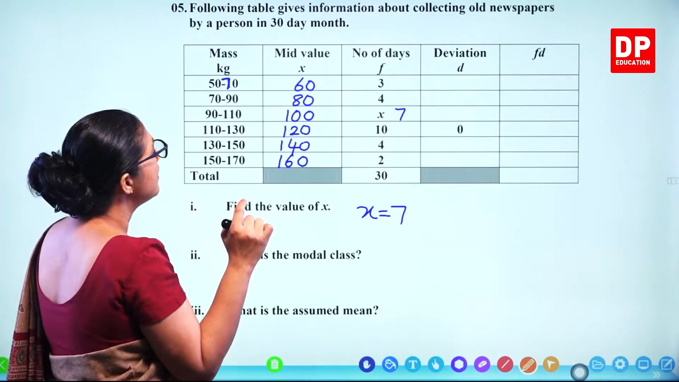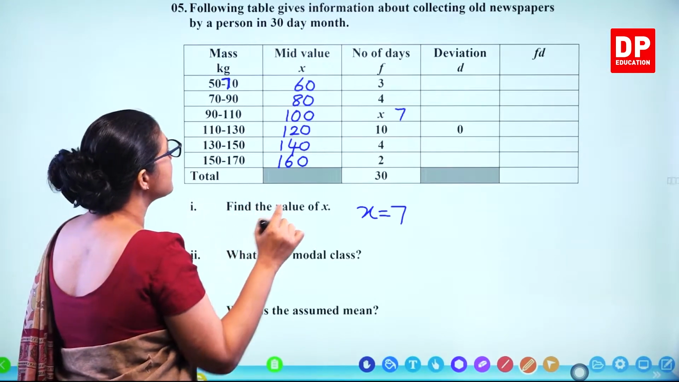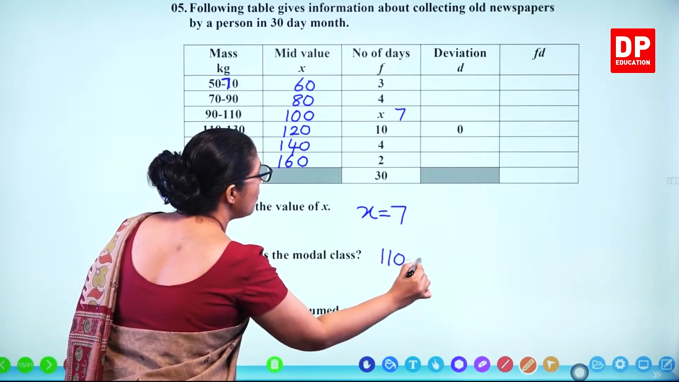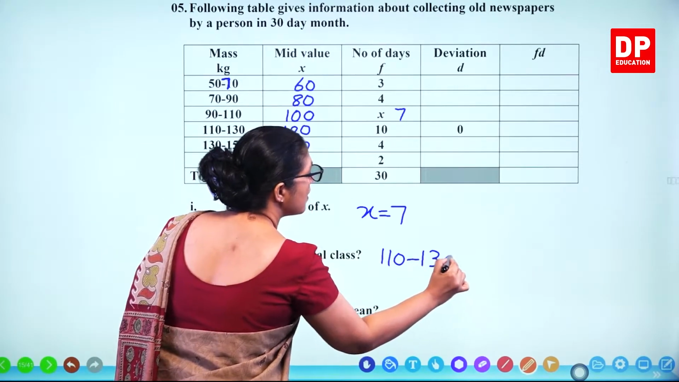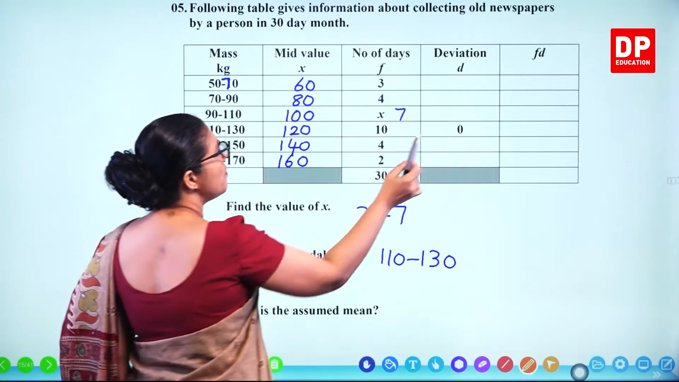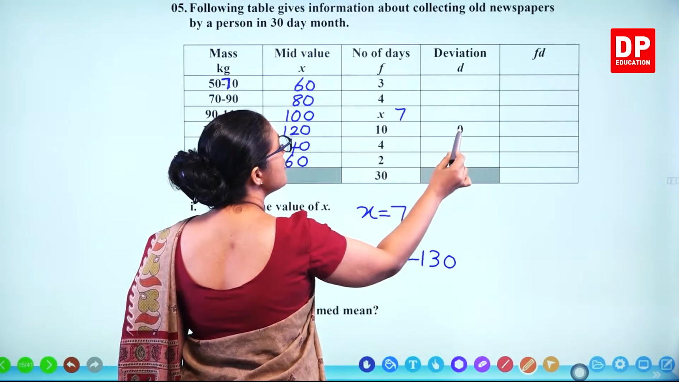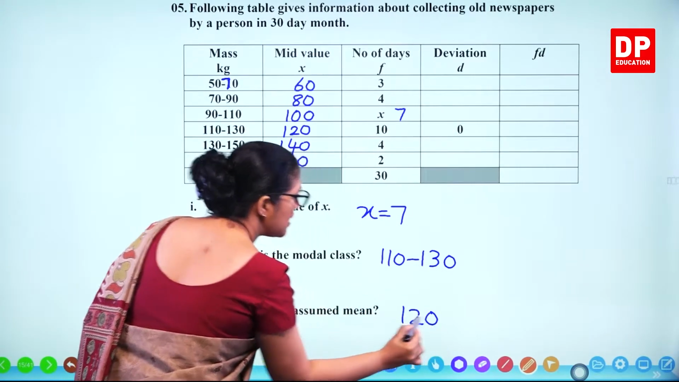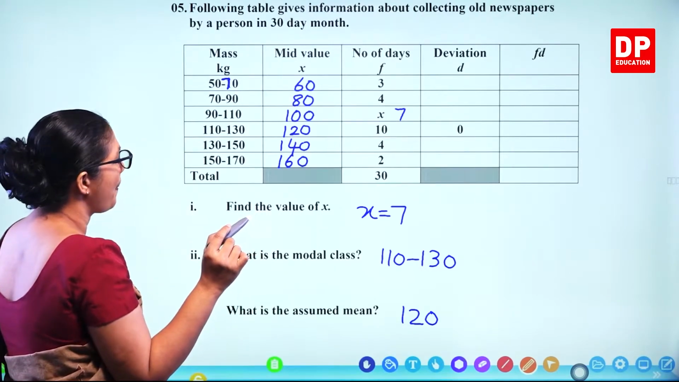Now we can find the modal class. So 10 is the highest. 110 to 130 is the modal class. And what is the assumed mean? Assumed mean is where you get deviation 0 here. 120. They have taken 120 as the assumed mean.